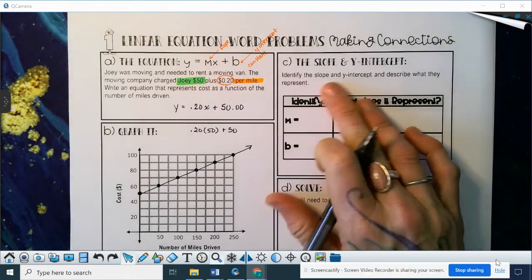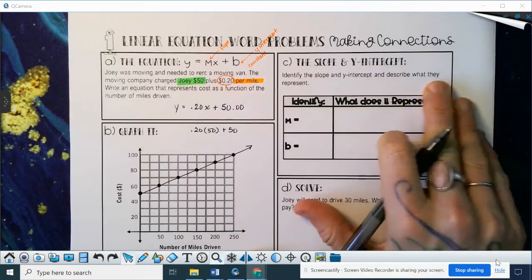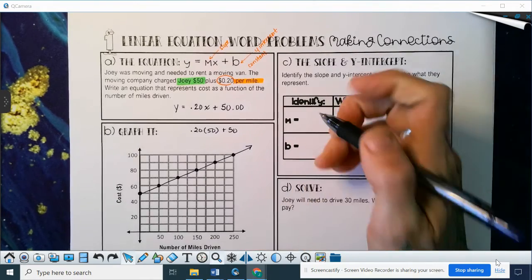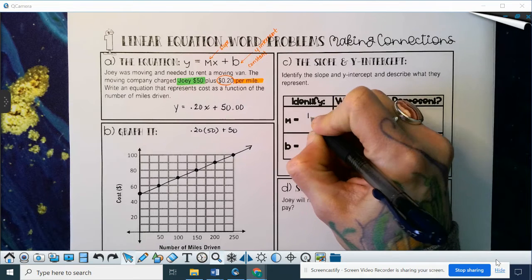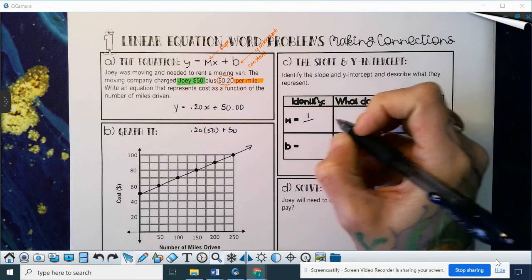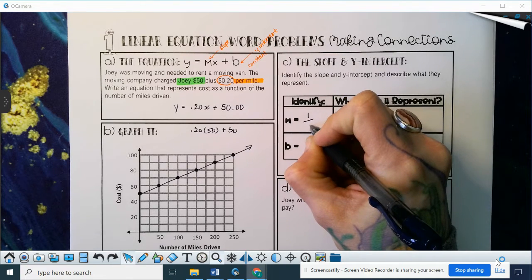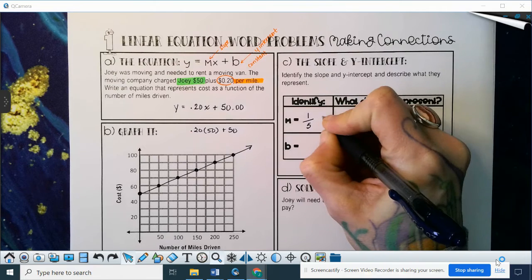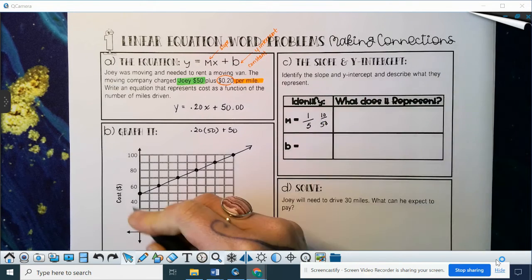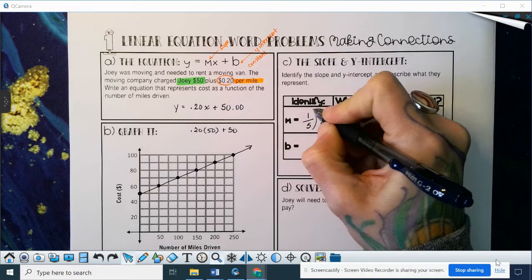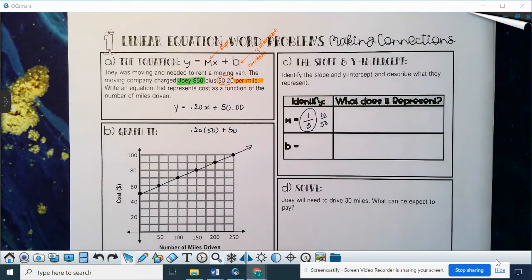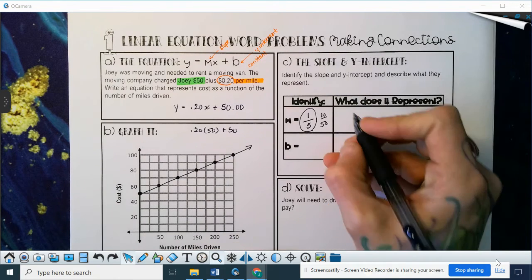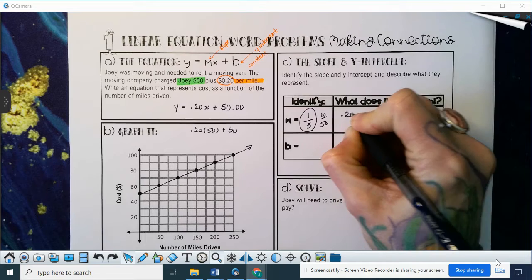So identify the slope and y-intercept and describe what they represent. Our slope, we said, is 0.20, which is 1 over 5, because remember, we had 10 over 50 and we want to reduce it. So up 10 to the right 50, but 1 over 5 is going to be your best. That's just turning 0.20 into a fraction, because rise over run is the most helpful. What does it represent? It's 20 cents for every mile.